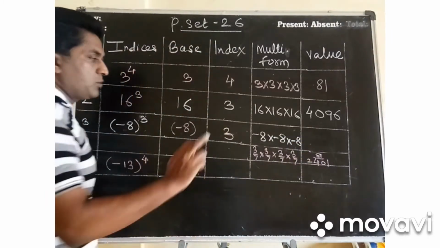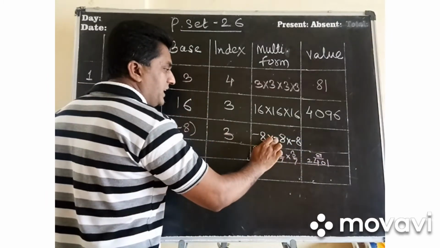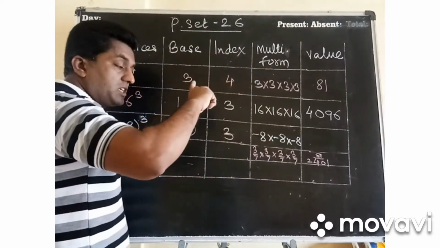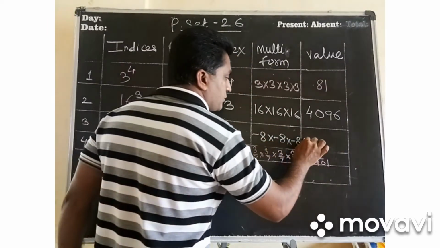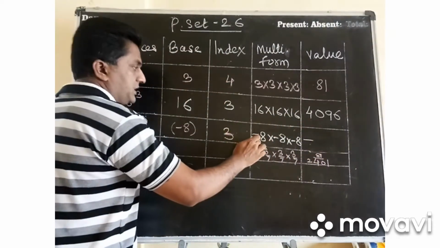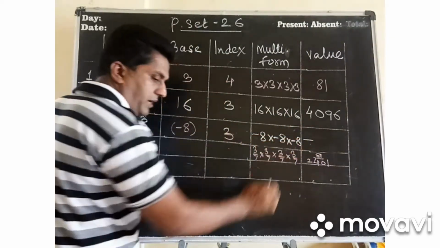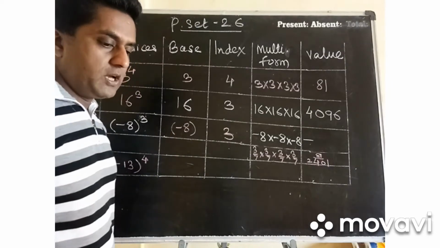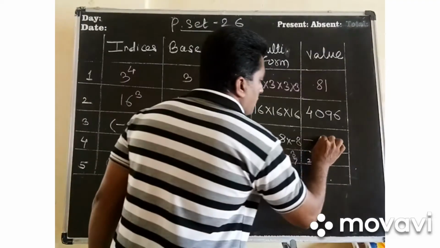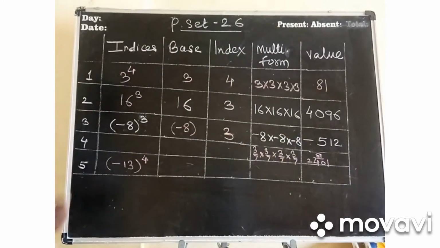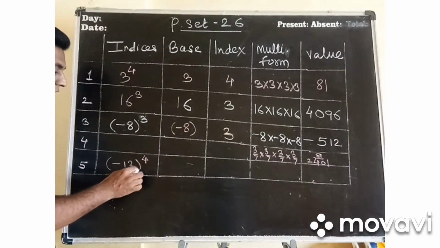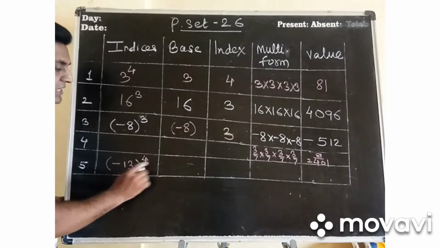Right, everybody? Now see, negative multiplied by negative multiplied by negative. Already in the previous lesson we have learned negative into negative is positive, positive into negative is negative. So finally it will be negative 8 multiplied by 8 multiplied by 8. Your answer must be, how much will it be? It will be 512.